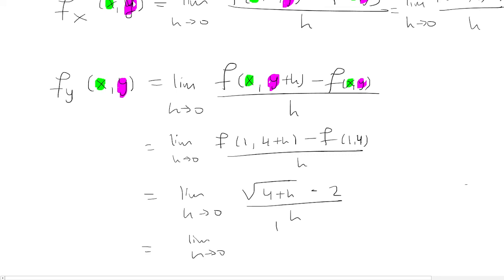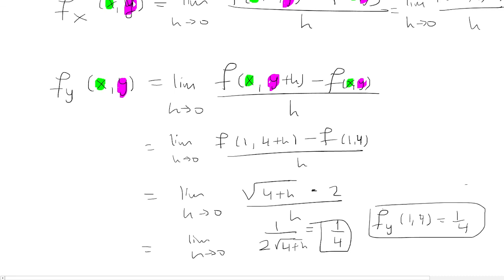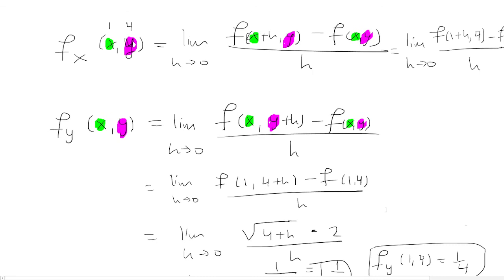So I get 1 over 2 times the square root of 4 plus h. The derivative of negative 2 is 0. The derivative of h is 1. Plug in h equals 0, I get 1/4. Okay, so what this means is that the derivative of f with respect to y at the point (1, 4) is equal to 1/4. So we were able to find both the first derivatives using the limit definition. And so we say that f is differentiable at the point (1, 4).